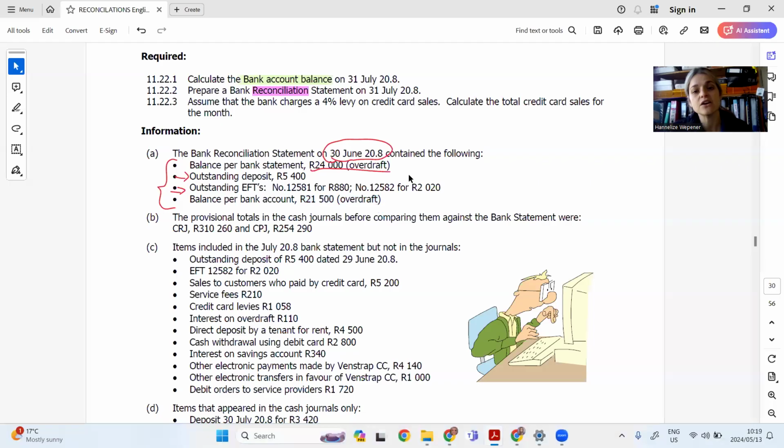So you need to go and see, what do I see on the bank statement that I do not yet see in my books? But I'm going to start with what I have already recorded in my books, because remember, I now need to only add the things that my books do not yet show.